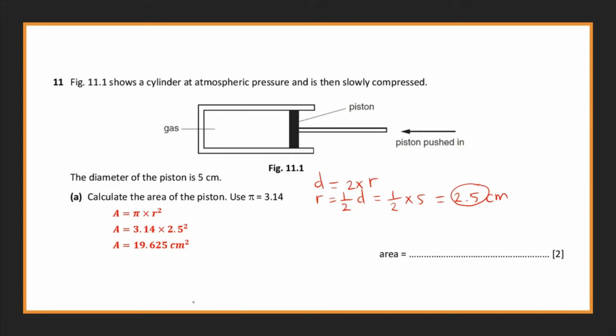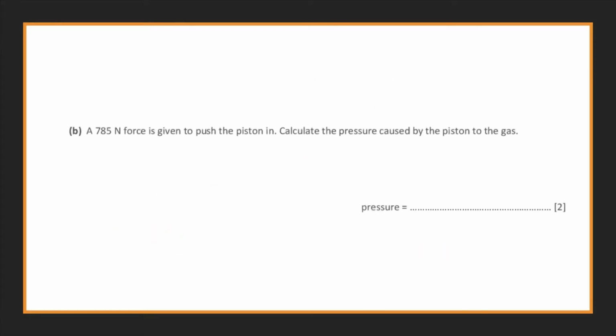Write the answer on the provided space. Area equals to 19.625 centimeter squared. Let's continue our discussion to number 11b. A 785 Newton force is given to push the piston in. Calculate the pressure caused by the piston to the gas.